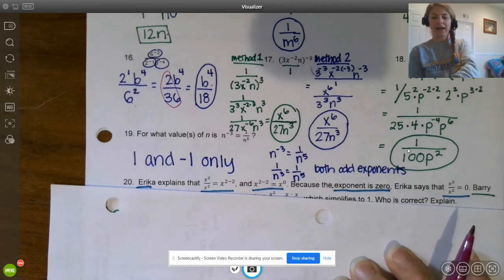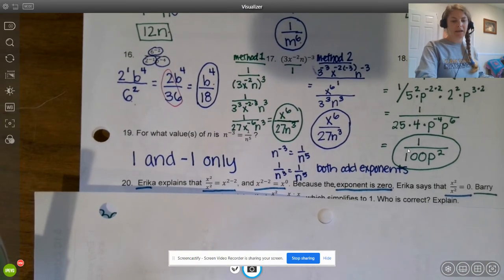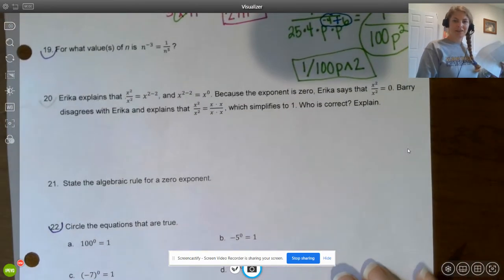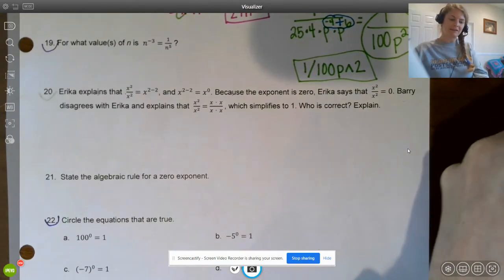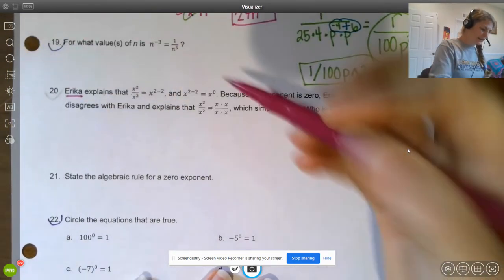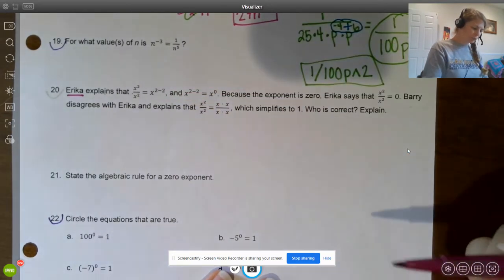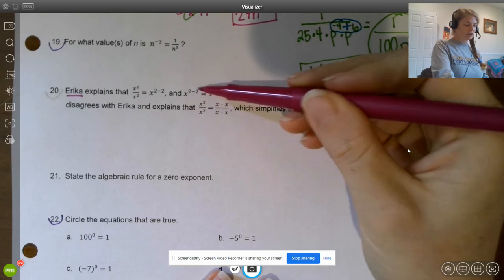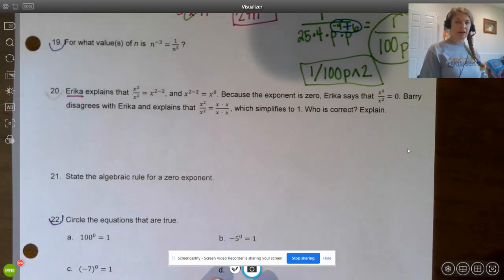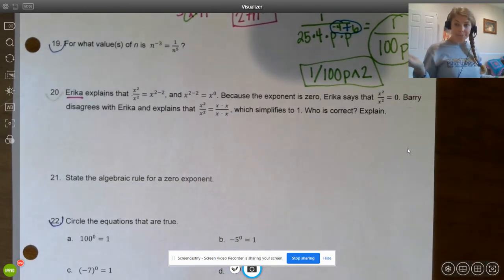Okay, well, let's look at my friend Erica. So Erica and Barry are having a little math discussion, just giving some evidence, trying to figure out who's right. So Erica explains that x to the second over x to the second is equal to x to the 2 minus 2. And x to the power 2 minus 2 is x to the 0. And because the exponent is 0, Erica says that x squared over x squared is 0.